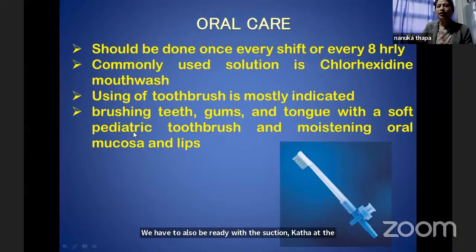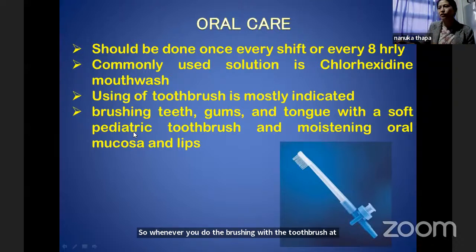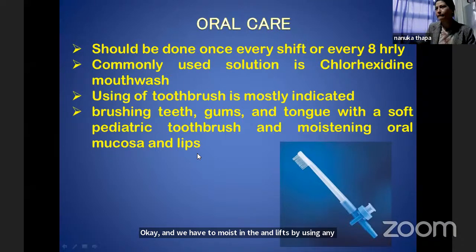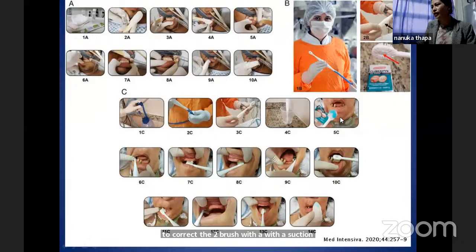Whenever you do the brushing with the toothbrush, at the same time with your other hand, you can do the suctioning with the suction machine. And we have to moisten the oral mucosa and the lips using Vaseline or any lip balm. You can see in this picture, giving oral care with the toothbrush connected to a suction machine. The suction is on at the same time, so we can do the suctioning and the oral care together.